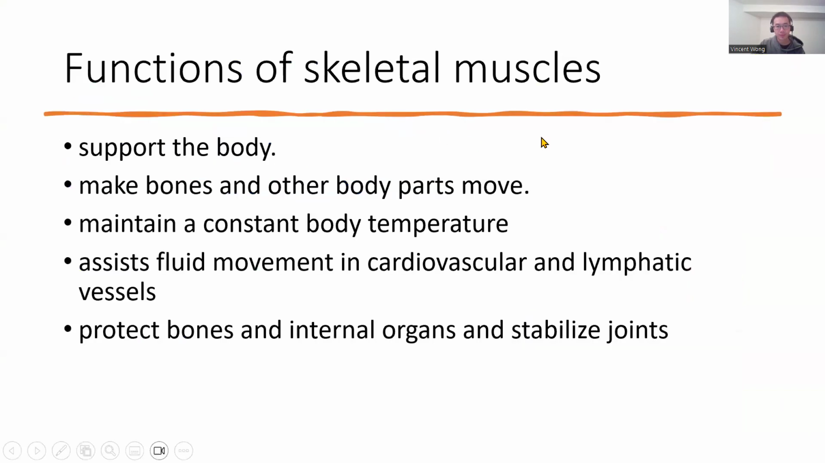All right, let's do muscle. What does muscle do? Functions of skeletal muscles. Well, they support the body.